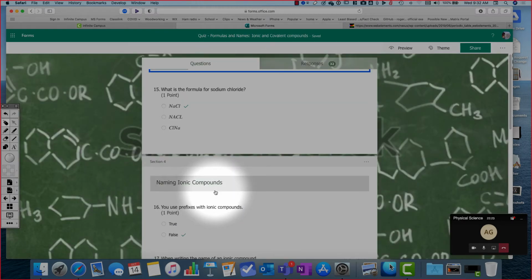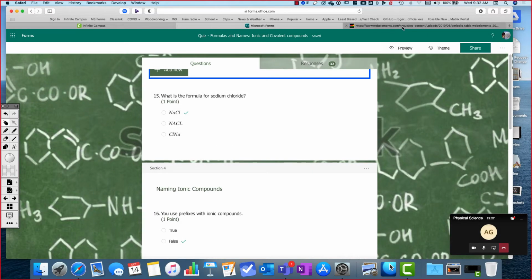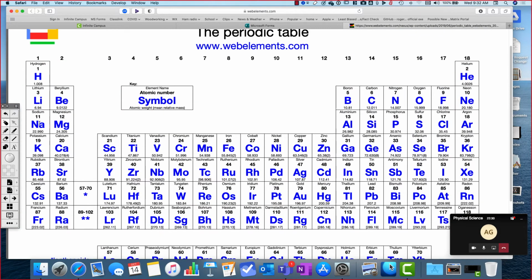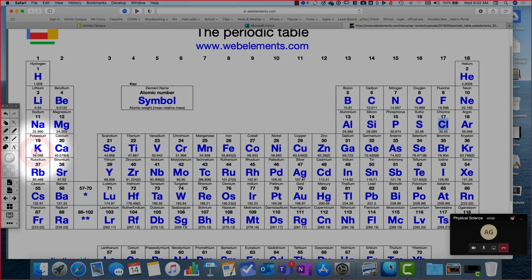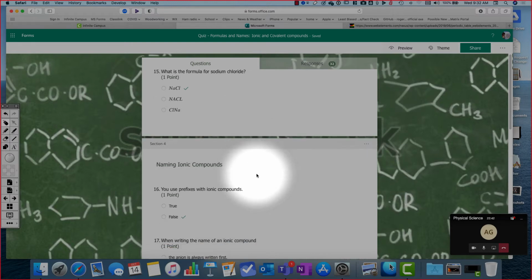Okay. The next one, what is the formula for sodium chloride? Sodium is +1. Chloride is -1. Let me do this so you can see that. So we have one of each. That's why it is NaCl. Make sure it's the right capitalization because they're symbols.